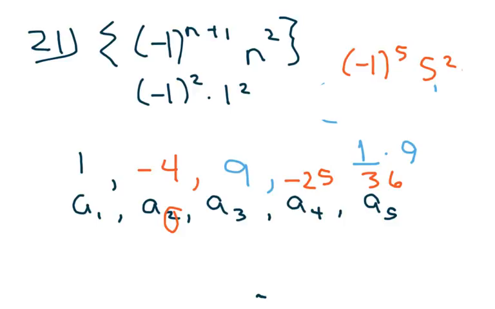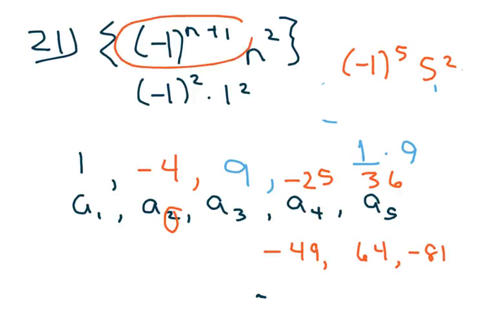The next one, if we did the next one, would be what? -49. Then we'd have 8 squared, which would be 64. Then we'd have -81, and so forth. This part right here just changes the sign from each term. It goes opposite.